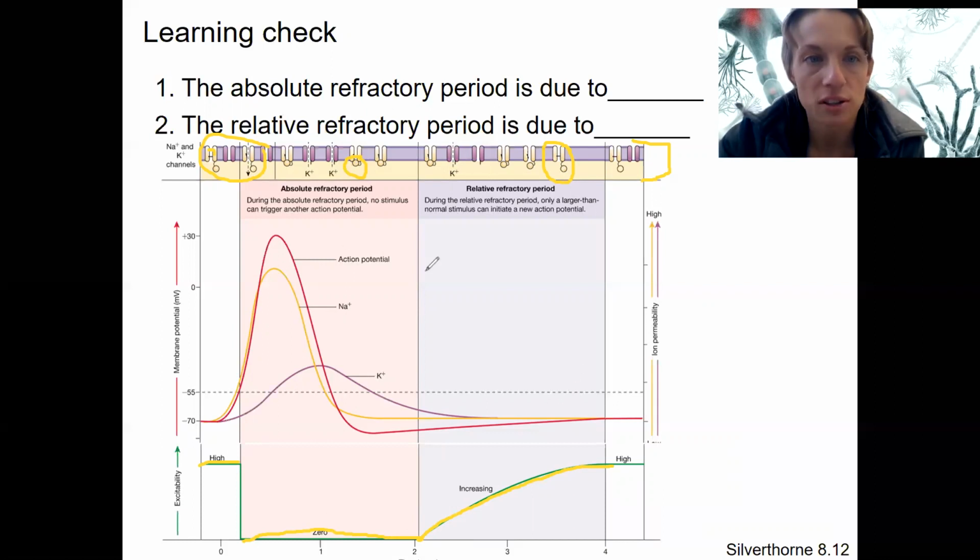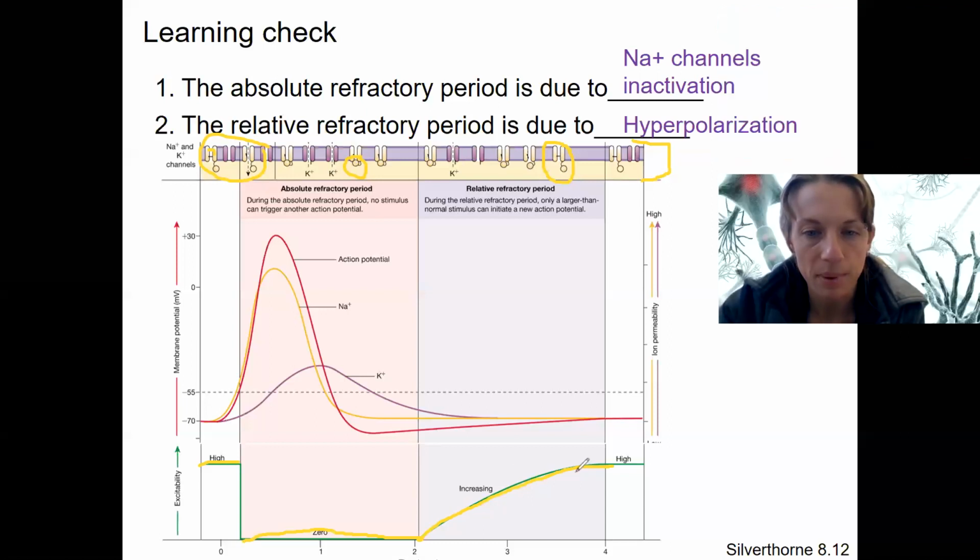So, answer these questions. The absolute refractory period is due to sodium channel inactivation versus the relative refractory period is due to hyperpolarization. And that's why it slowly increases back to high excitability at rest. So this would be once we're back to the resting membrane potential.